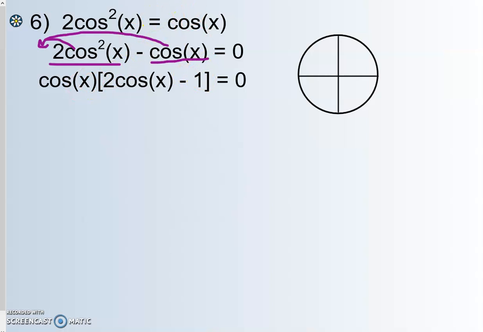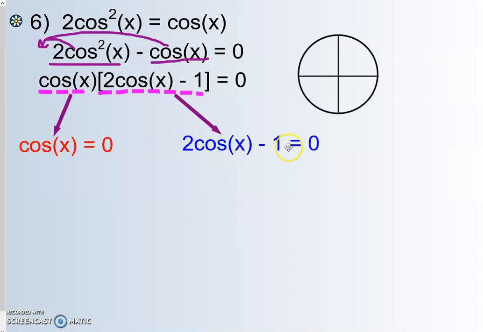Now, if I have two numbers, and I do, I have this number and I have this number, and I multiply them to get 0, that must mean that one of those numbers has to be 0. So maybe the first expression there is 0, or maybe the second expression is 0. Well, where is the cosine of x 0? Well, the cosine of x is 0 straight up and straight down. And over here, I have to solve this. I have to get cosine of x all by itself. So I added 1 and I divided by 2 and I got the cosine of x as a half.